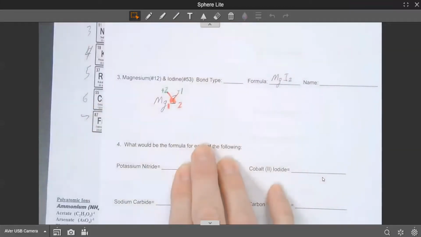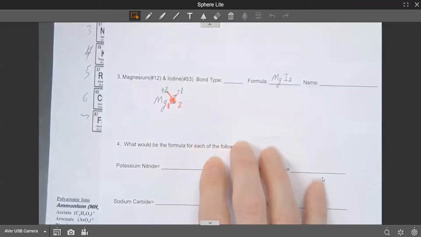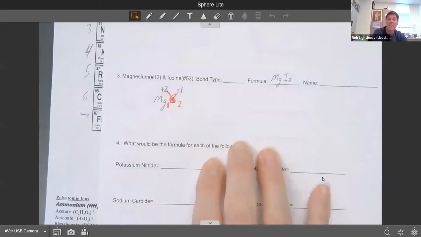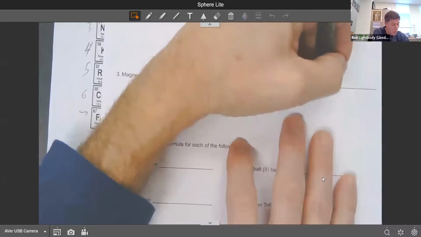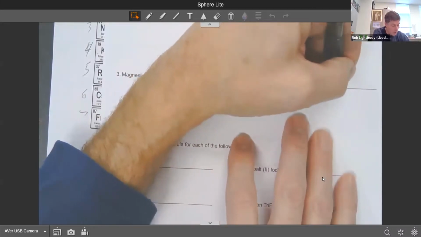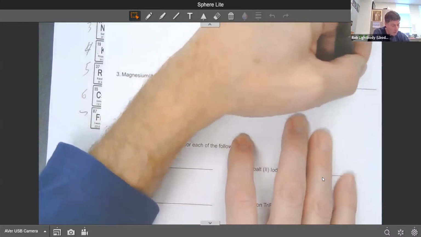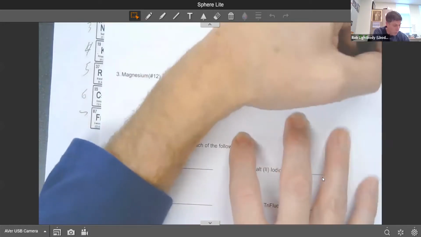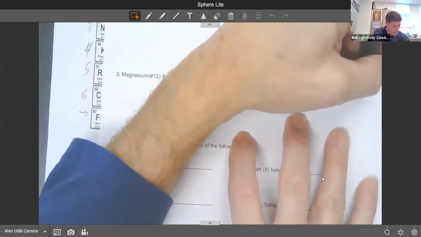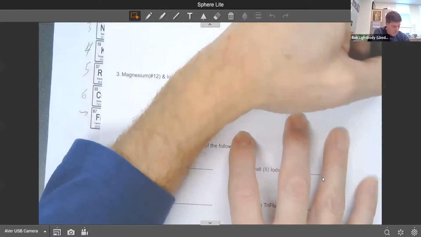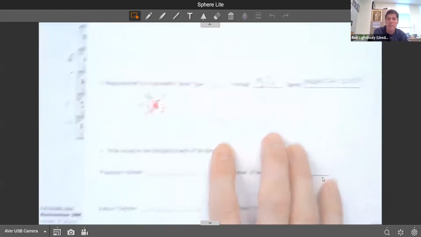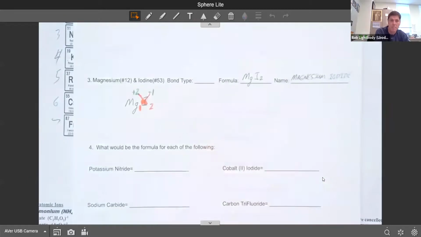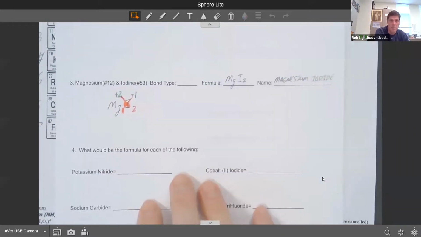Magnesium iodide. Exactly. Some of them sound a little bit weird. Sometimes we actually have to drop a little bit more than the last syllable, just because otherwise it's really weird sounding. So that would definitely be magnesium iodide. I'm just going to move it over.